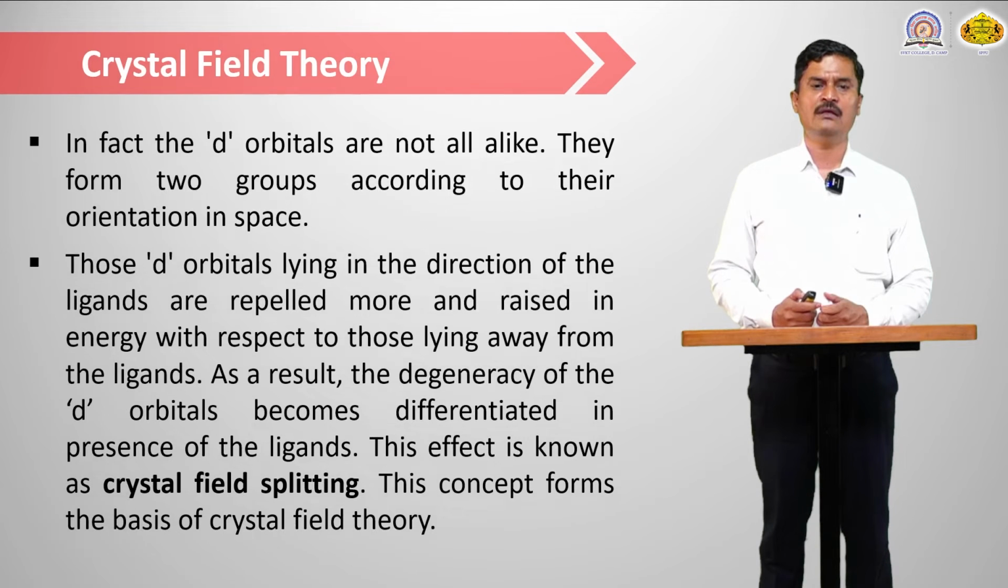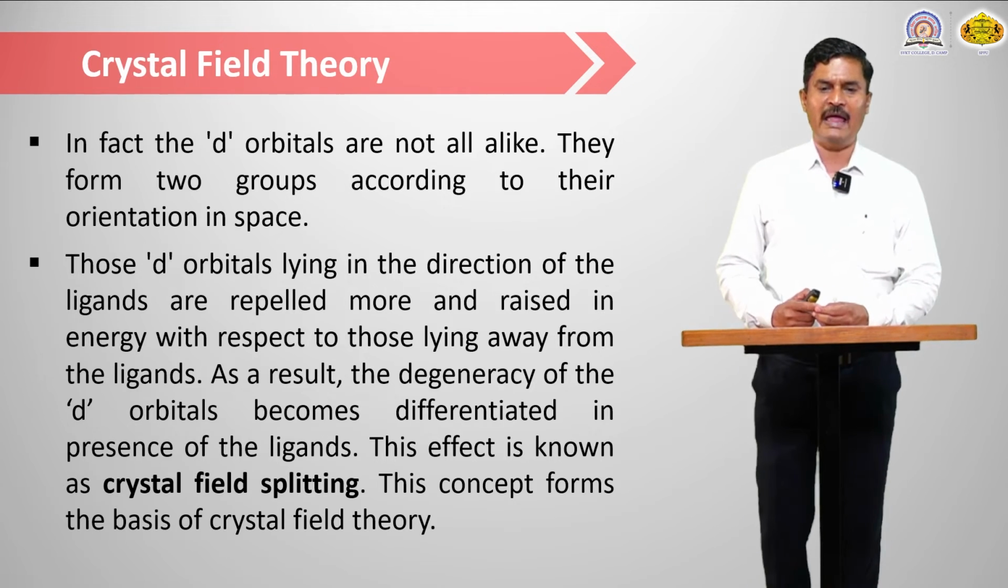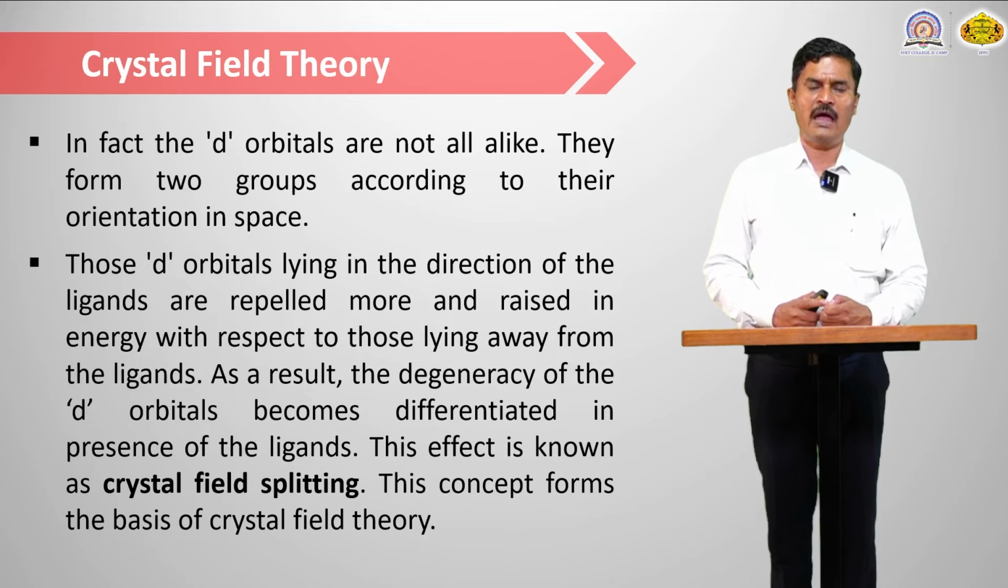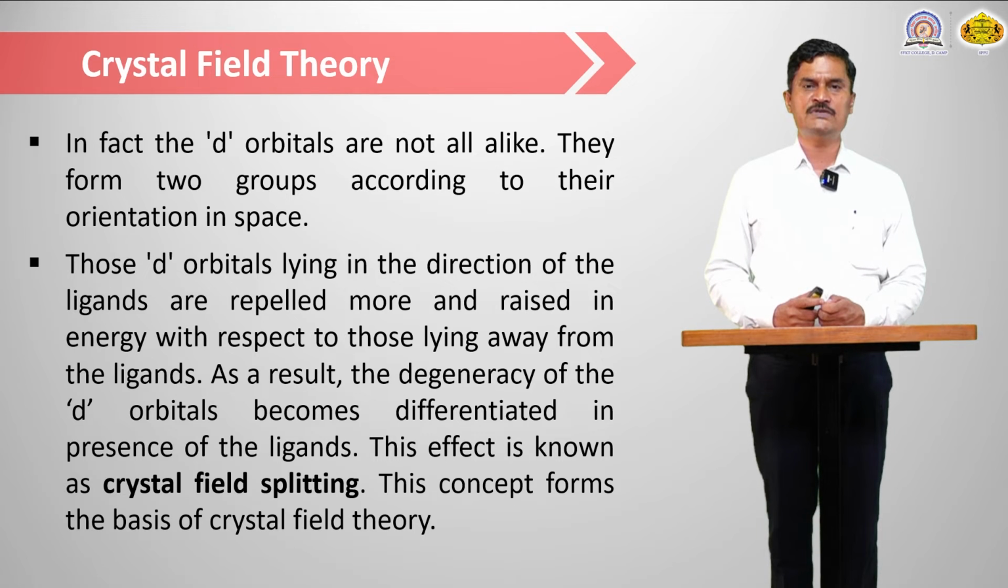So the energy of the EG orbitals increases. In fact, the d orbitals are not all alike. They form two groups according to their orientation in space. Those d orbitals lying in the direction of the ligands, where the ligands approach from that side, repel more. Why do they repel more? Because the electrons in the d orbitals of the central metal and the electrons in the ligands repel each other. That is why the d orbitals present on the axes, the dx square minus y square and dz square orbitals, repel more when the ligands approach the central metal ion.